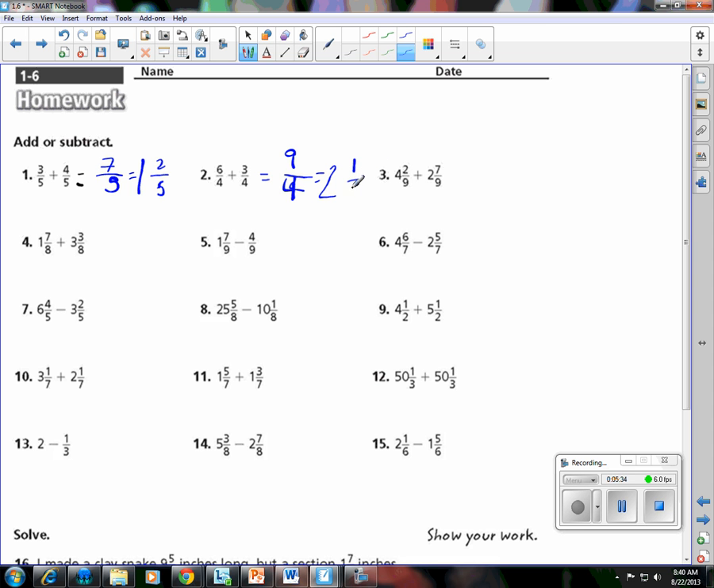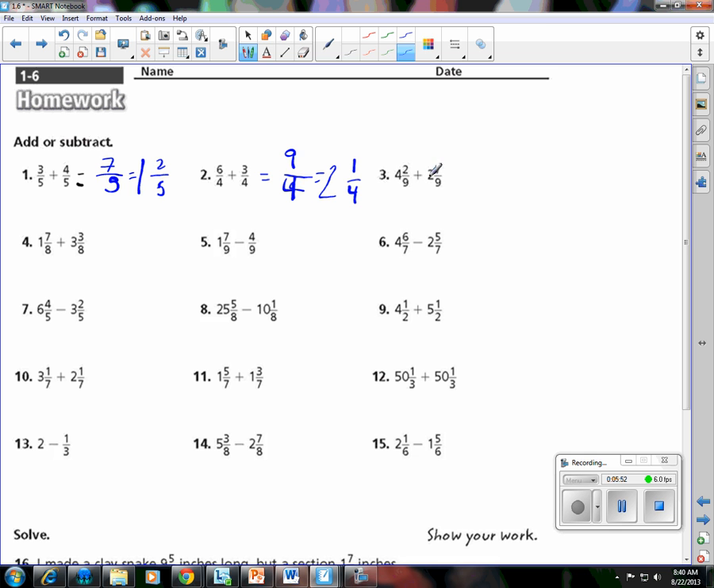Because 2 times 4 is 8. 9 minus 8 is 1. So I get that 1/4 up here. Okay, so now when I have a mixed number, again, I can use any of my strategies I want. I'm going to take my whole numbers because it's addition, and I'm going to add them up first.